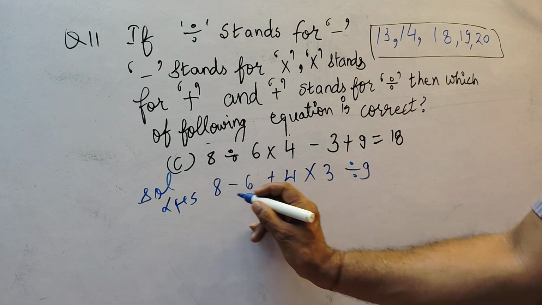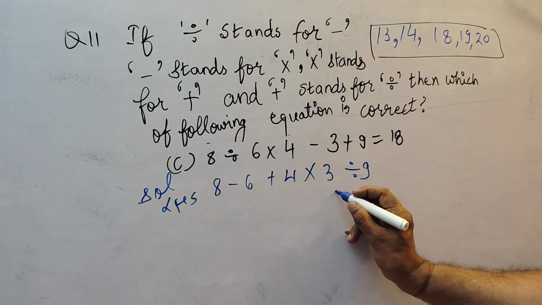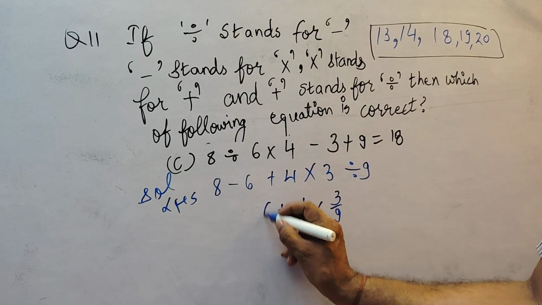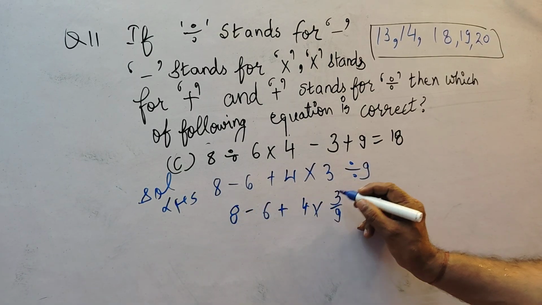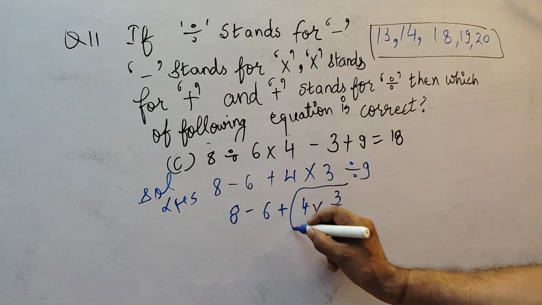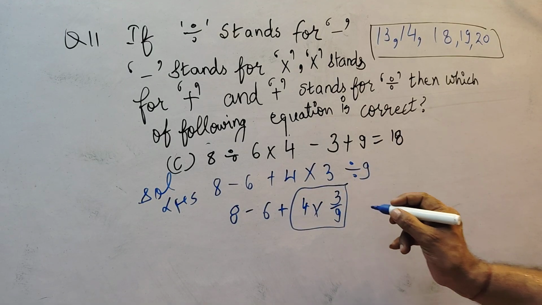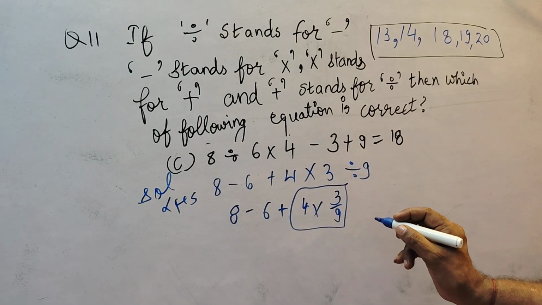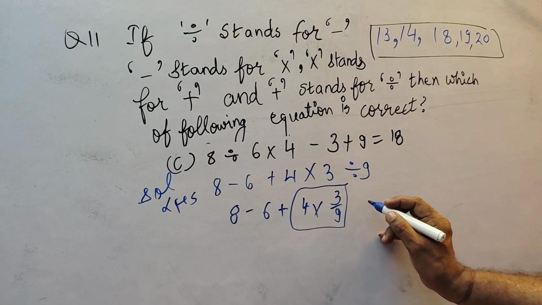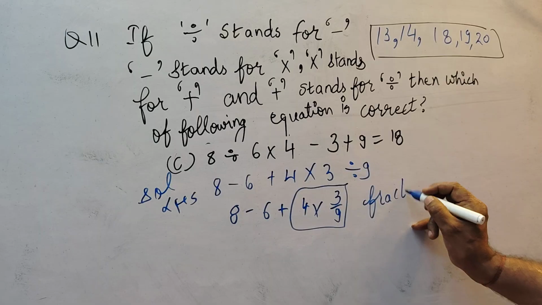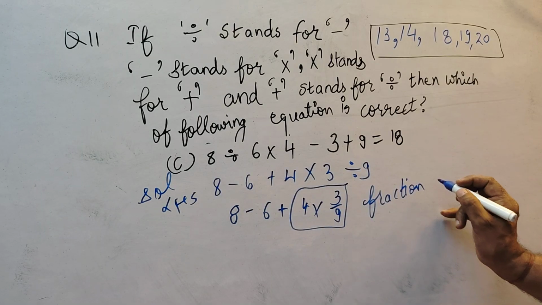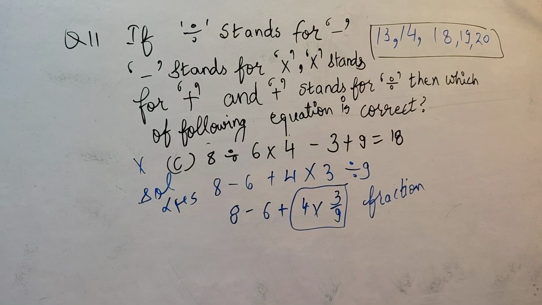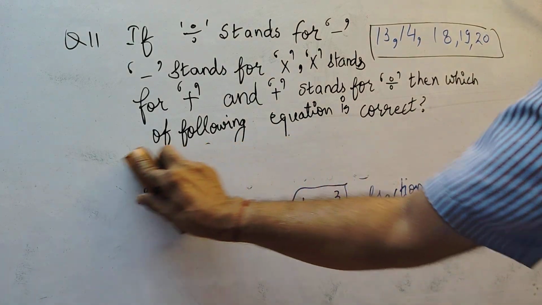Now divide we solve first. So 3 over 9 we solve first, multiply 4 plus 6 minus 8. It gives us 1 over 3. It is fractional form, not whole number form. 12 over 9 is fraction form, so the answer will come in fraction. So it is not equal to 18. So option C is rejected. Now the last option D we can also check.